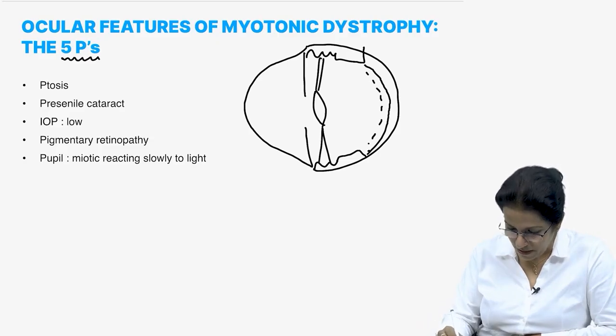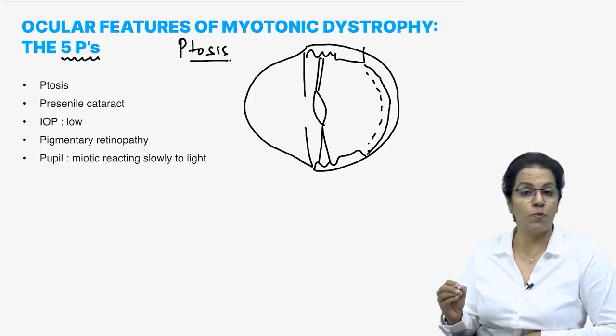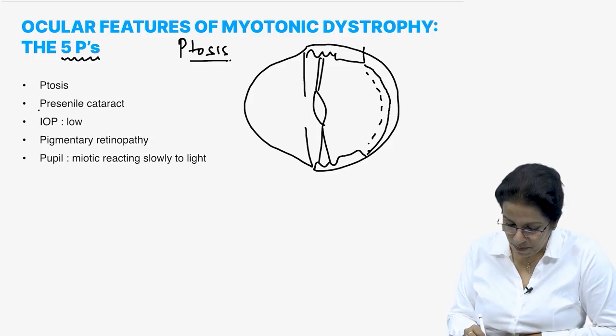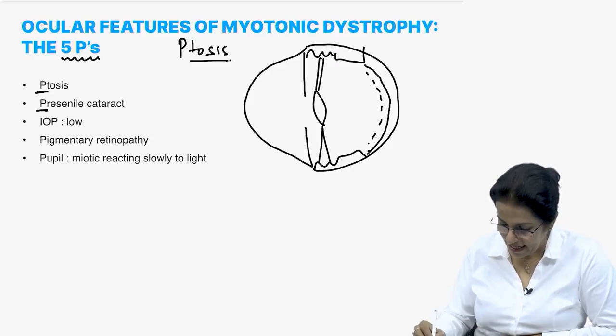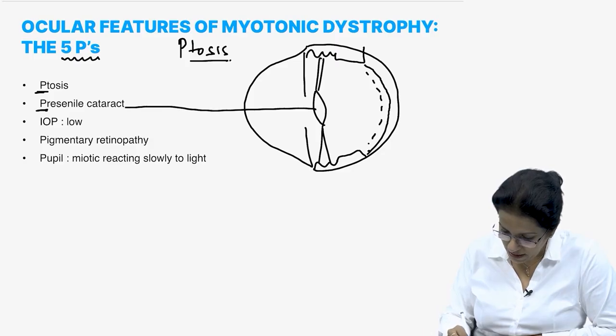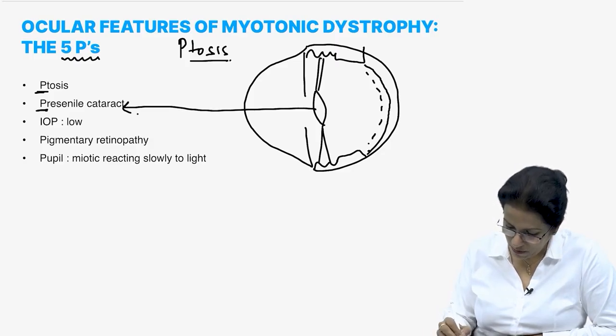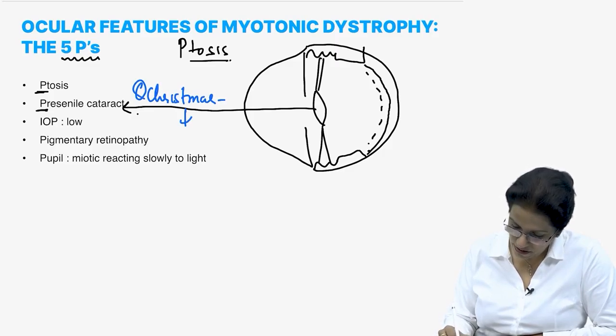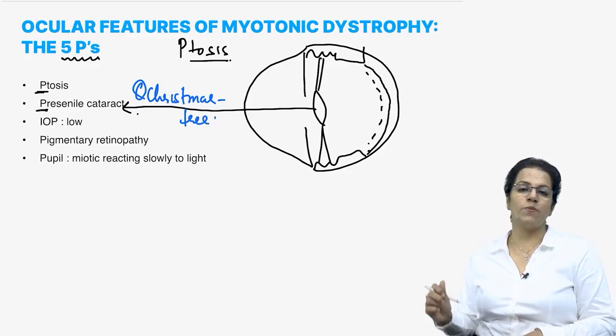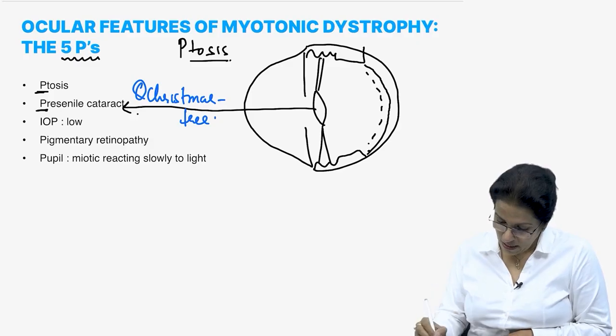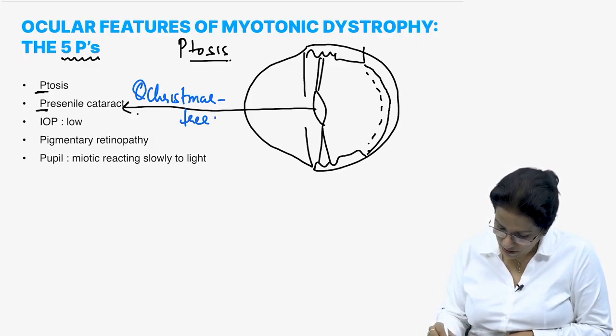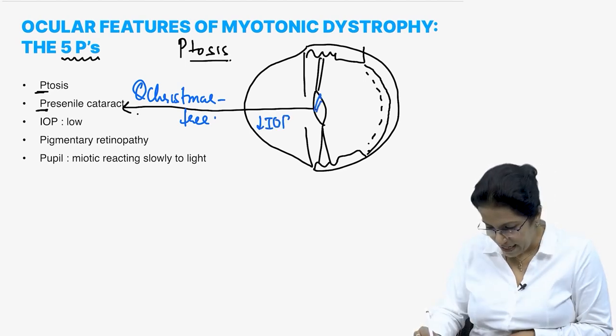First, outside, if you think of the lids, there is ptosis. That is 1 P, drooping of the eyelid. The second P is presenile cataract, and this presenile cataract is what is called Christmas tree cataract. Exam question: Christmas tree cataract. You just saw the Christmas tree, the needle-like opacities. What is the third? Low intraocular pressure, so we can say decreased intraocular pressure. One is cataract, one is ptosis. These are the 3 Ps.